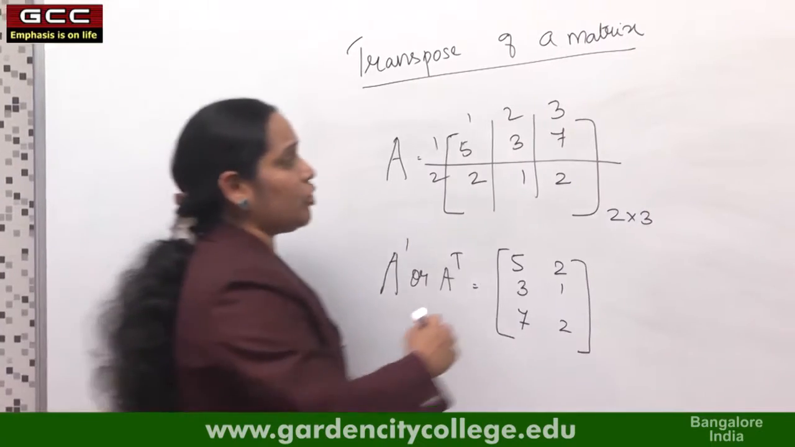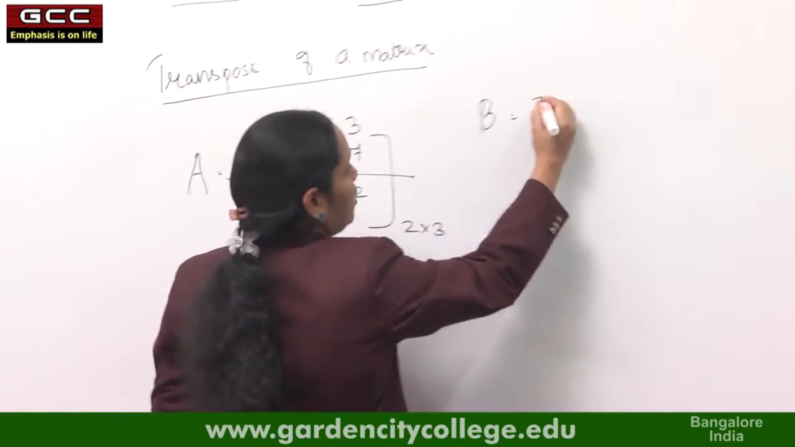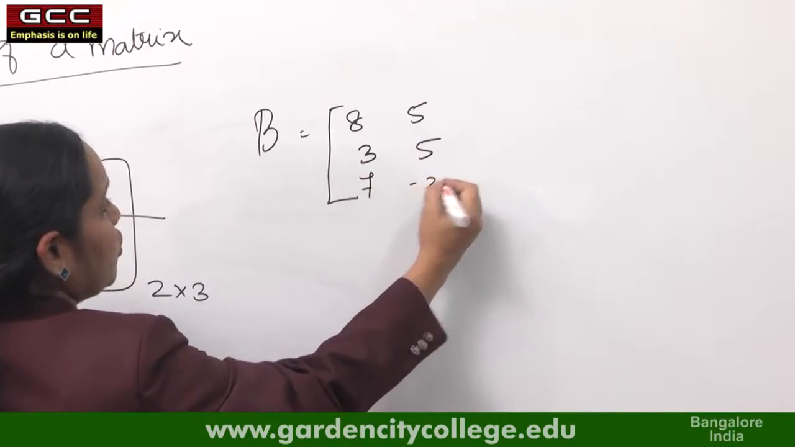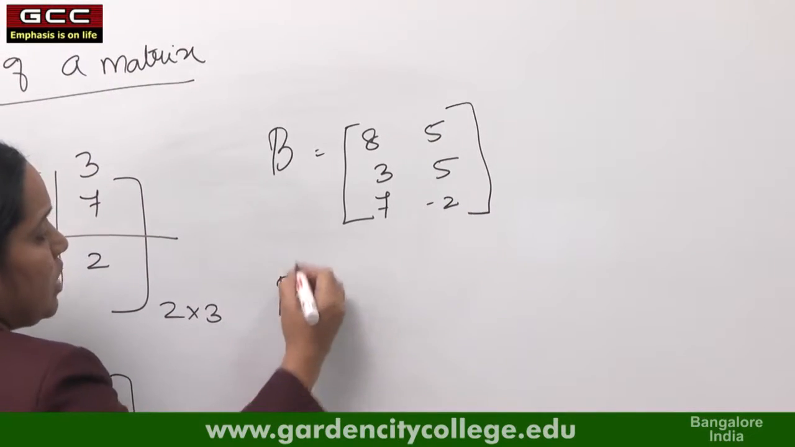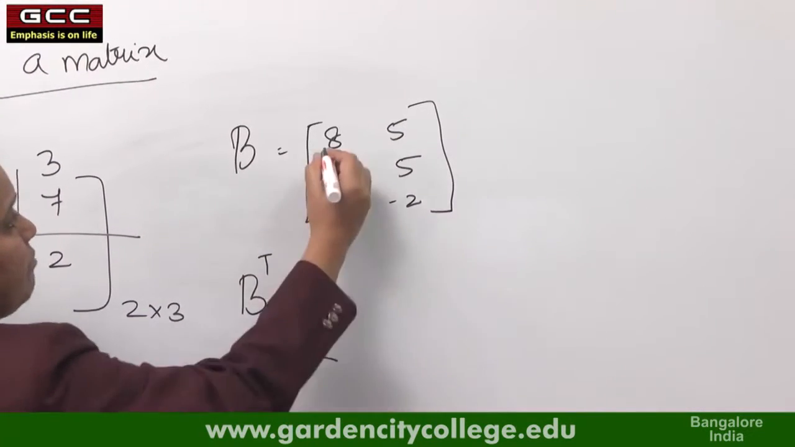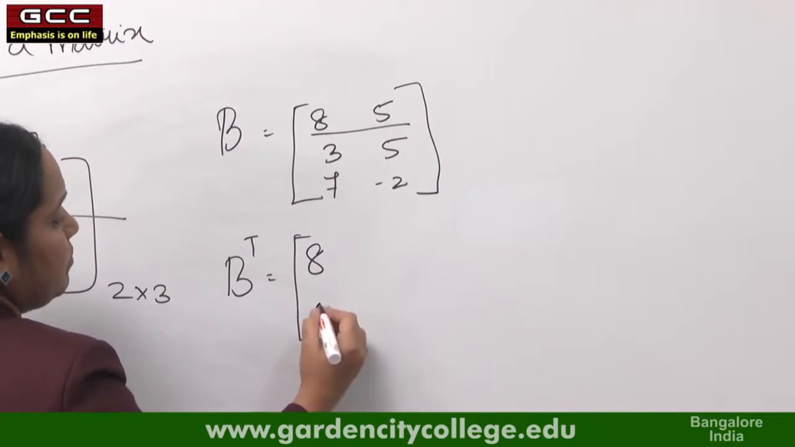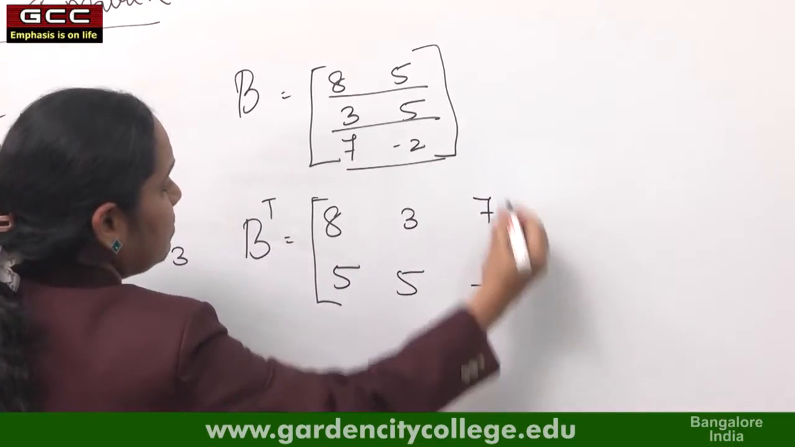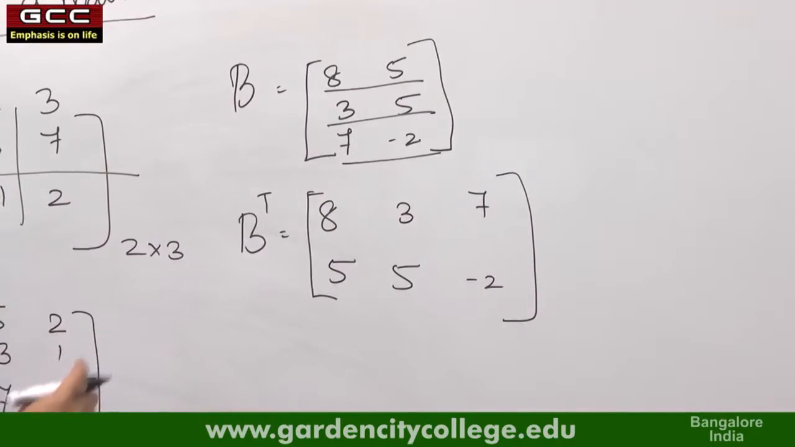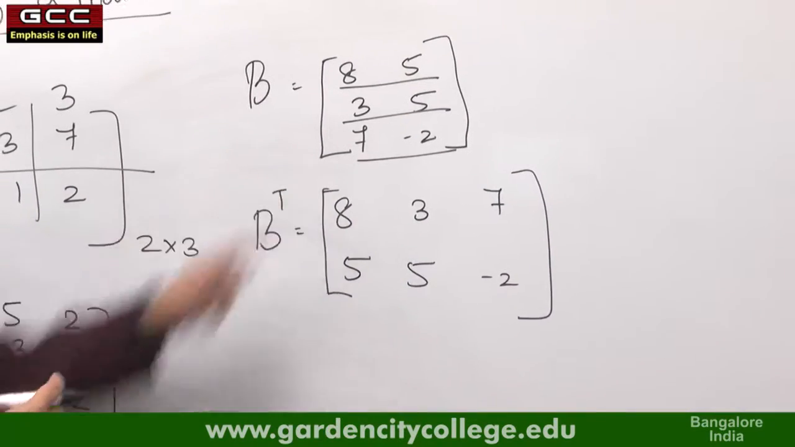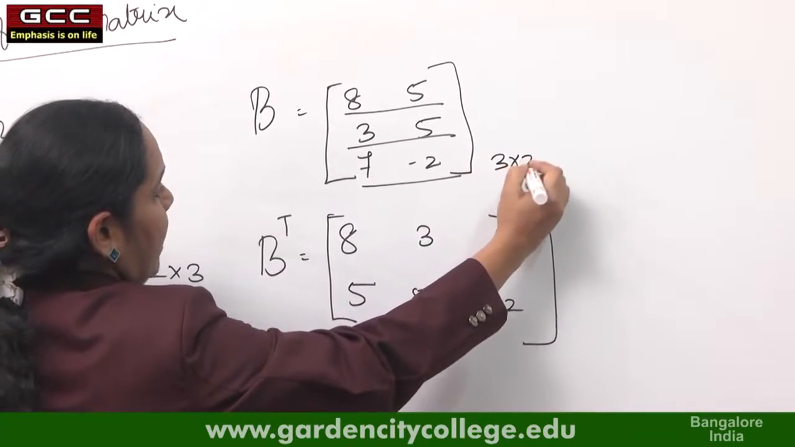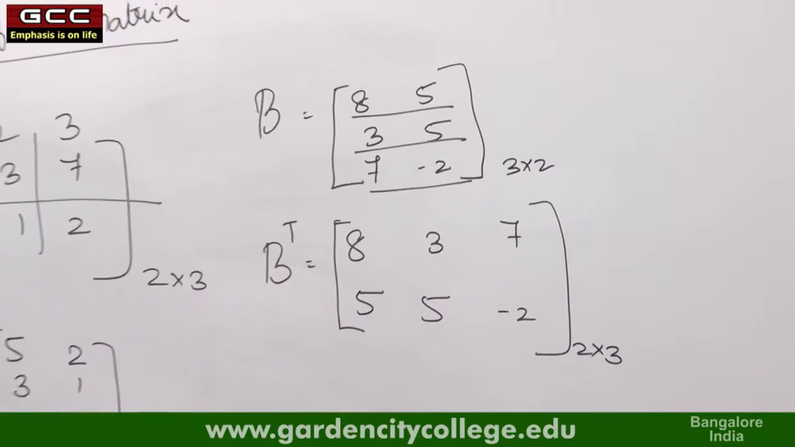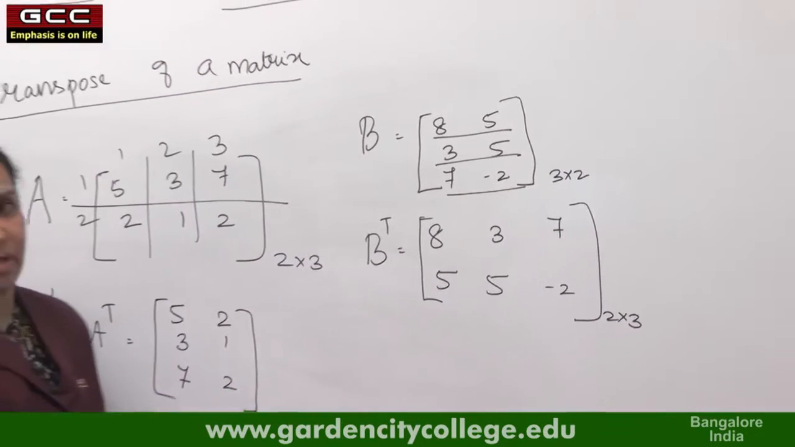So, the transpose of a matrix is the interchanging of rows and columns. I will give one more example. B is equal to [8 5; 3 5; 7 -2]. B transpose, BT, is given by the first row becoming the first column, the second row becoming the second column, the third row becoming the third column. Now the order also changes accordingly. The order of this particular matrix is 3 by 2 and this will become 2 by 3. So, whenever you find the transpose of a matrix, the order also changes according to the given matrix.